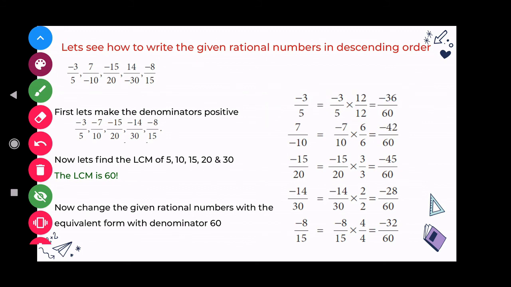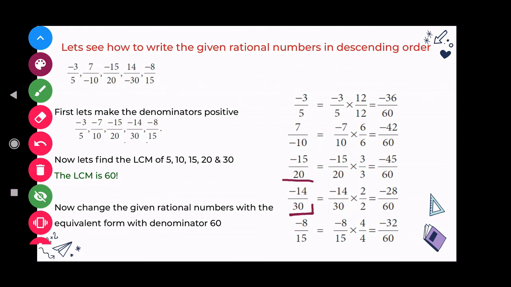In the same way, what number should we multiply 10 by such that we get 60? We should multiply 10 by 6 to get 60. Hence we have to multiply the numerator also by 6. Okay, 7 into 6 will give you 42. Hence in the same way we have to do this for all the numbers.